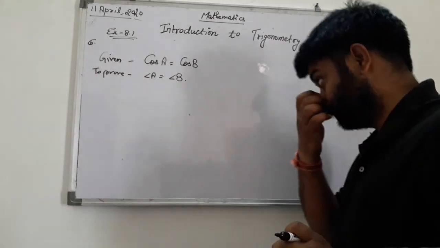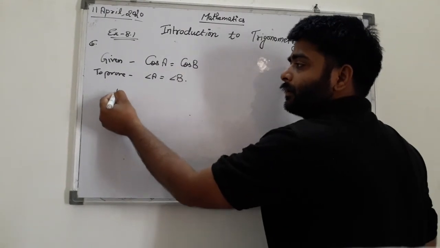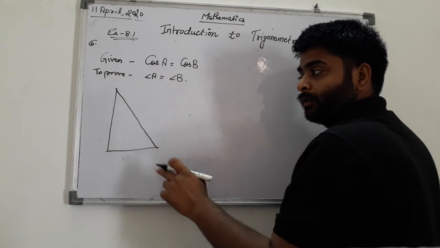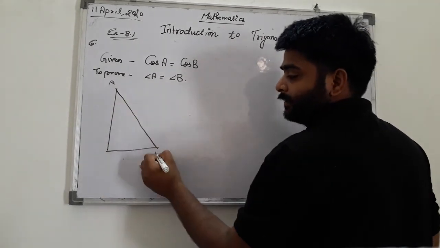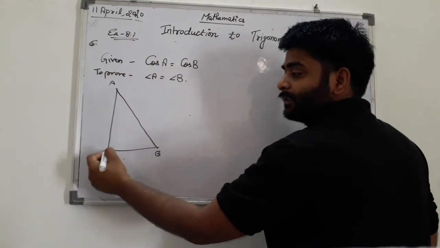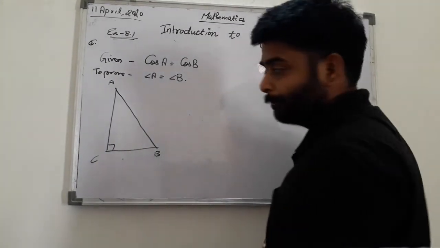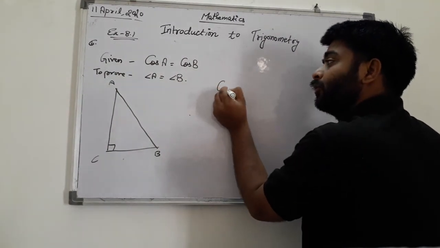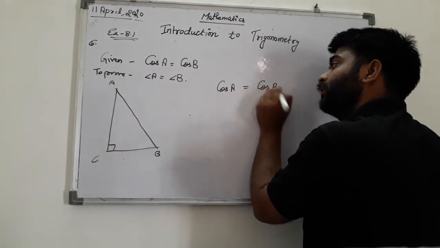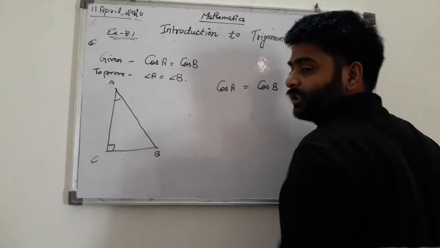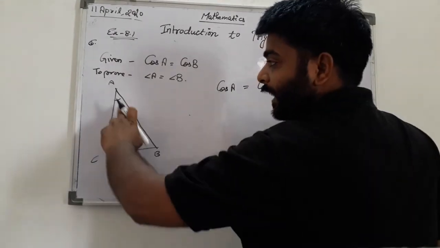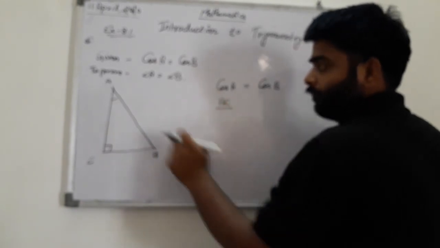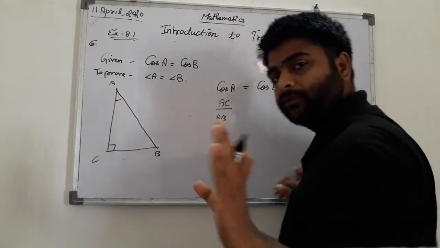Now look here, class. First of all, I make a triangle. What is it saying? A and B are the acute angles. It means this and this angle are less than 90, and this I will assume C. Is there any problem? Now, class, let's go with the given part. It is cos A equals cos B. Cos A, it's angle A. If the angle is A, then the base is AC, and hypotenuse is AB. We are very familiar, class.